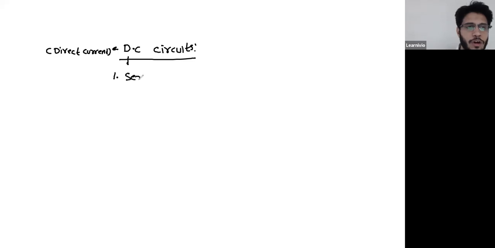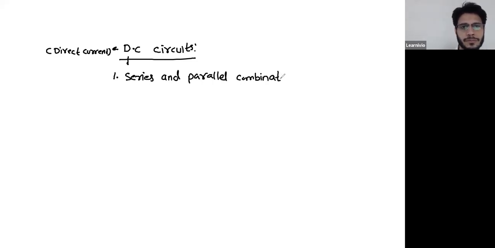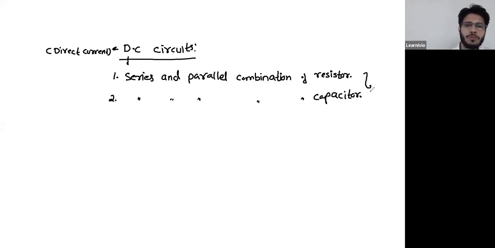The first one is series and parallel combination of resistors. The second one is series and parallel combination of capacitors. So we'll concentrate on these two topics, series and parallel combination of resistor as well as capacitor. So both have almost same type of questions. Each and every question that you will find in capacitor is also in resistor. So we'll do both the topics simultaneously. This is given in NCERT in chapter number 2, and this is given in NCERT in chapter number 3. So we'll cover both simultaneously. So just note these name of these topics.